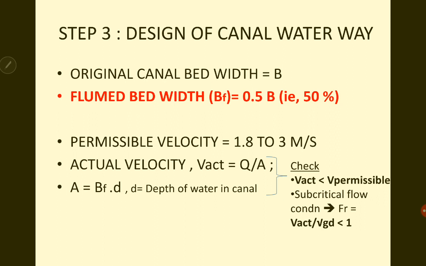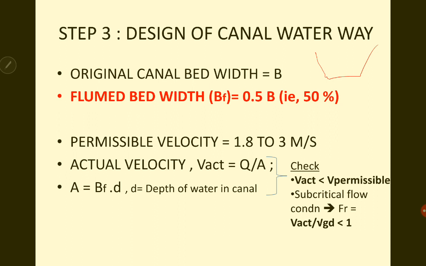Design of canal waterway. So as you know, the canal waterway is of width B. The usual section of the canal will be trapezoidal section with a bed width of B. Now as the canal approaches the aqueduct part, you have to provide a fluming. So the bed width of the canal is reduced by 50%, otherwise it is half the actual canal bed width. So 0.5 B will be the flumed bed width BF.